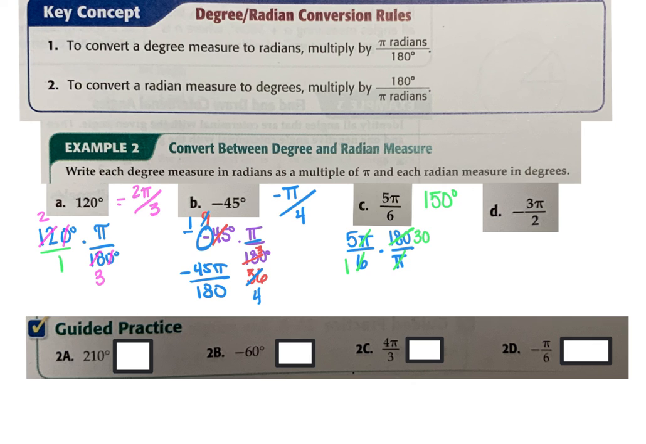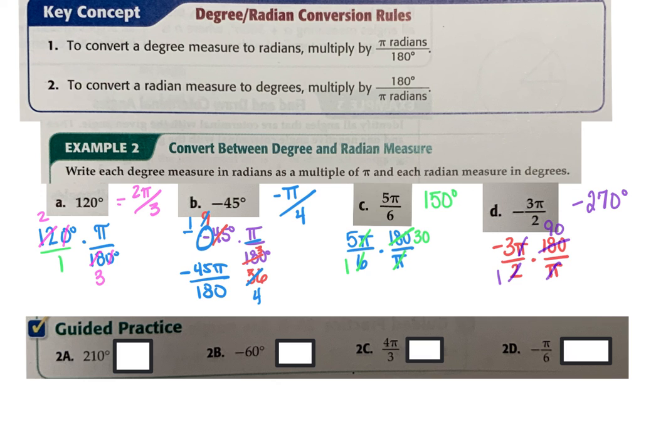All right, the last one is in radians, so we are going to change it to degrees. Negative 3 pi over 2 times 180 over pi. All right, my pi's will cancel here. 2 and 180. 2 divided by 2 is 1. 180 divided by 2 is 90. So then negative 3 times positive 90 is negative 270 degrees. Easy enough. So go ahead and try that.